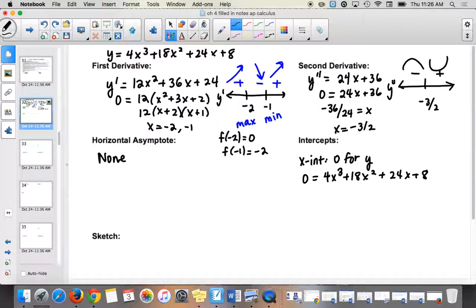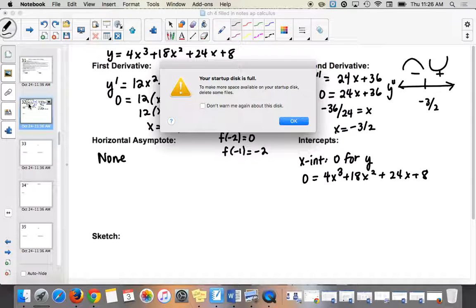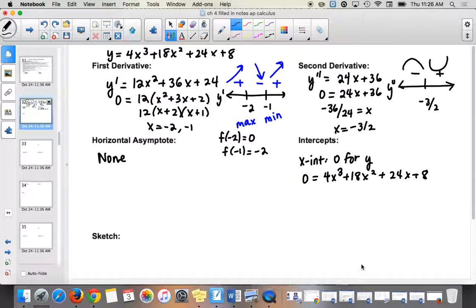What are our possibilities for rational zeros? In other words, use P over Q, my favorite theorem from Algebra 2. Use the P over Q to find it. So our possibilities for P over Q would be plus or minus 1, 2, 4, and 8, and plus or minus 1 and 2.